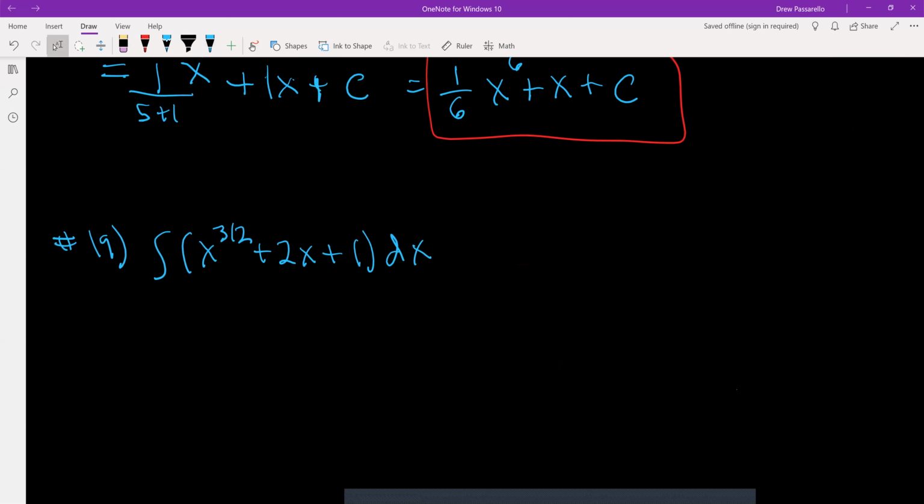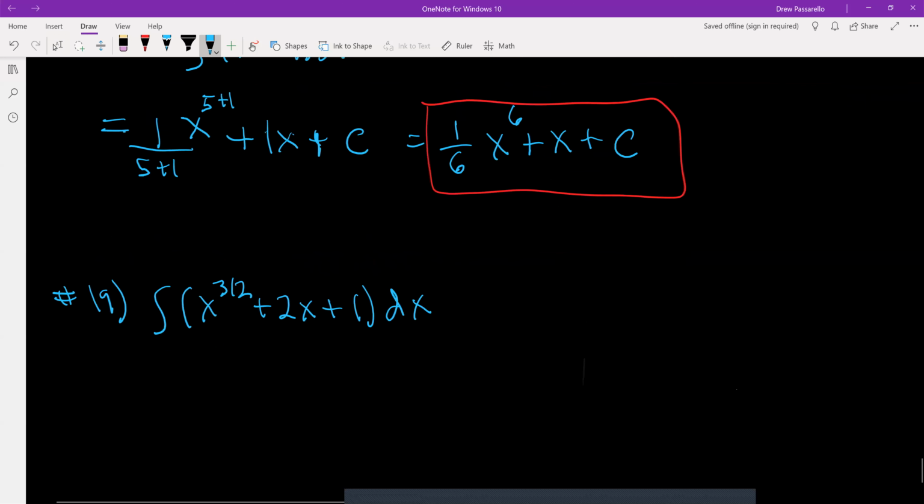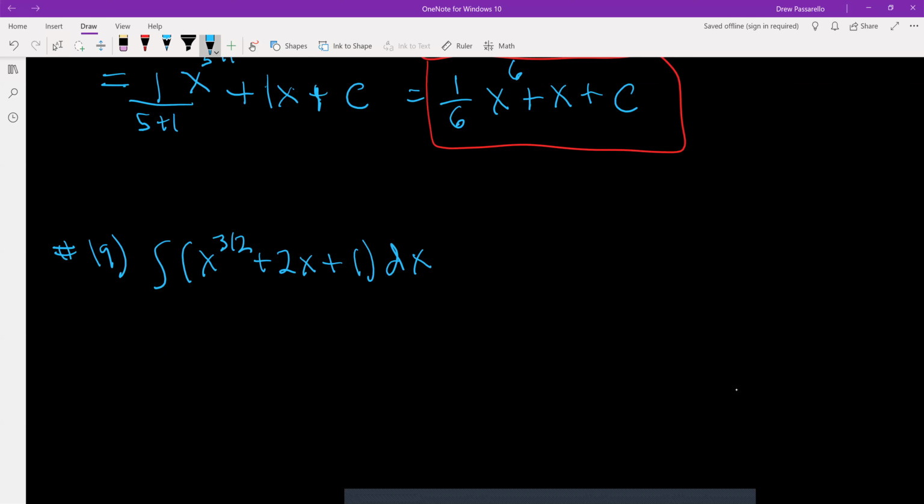All right, so integrating each piece. Now for the x to the 3 halves, I'm going to still be using that same rule I've been using over and over again. I'm going to add 1 to its exponent. So x to the 3 halves plus 1. And then I divide by that same value, 1 over 3 halves plus 1.